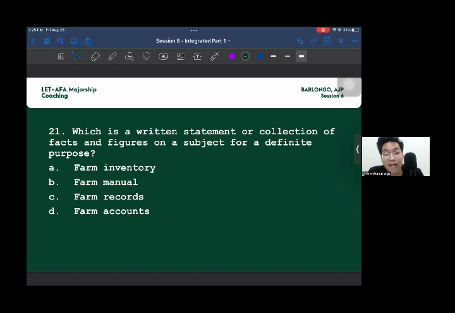So let's have a longer break. You can take your dinner with your family, ganyan. I will just have the timer here. Perhaps 15 to 20 minutes pwede na yan. So let's go.